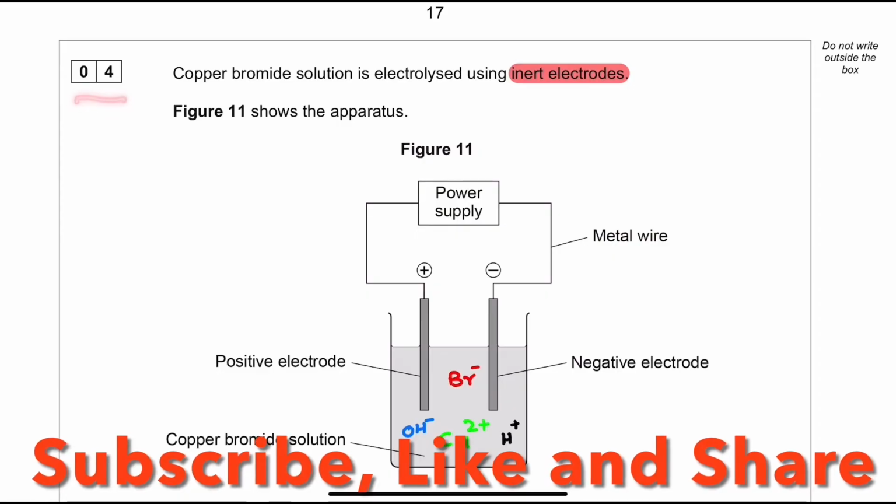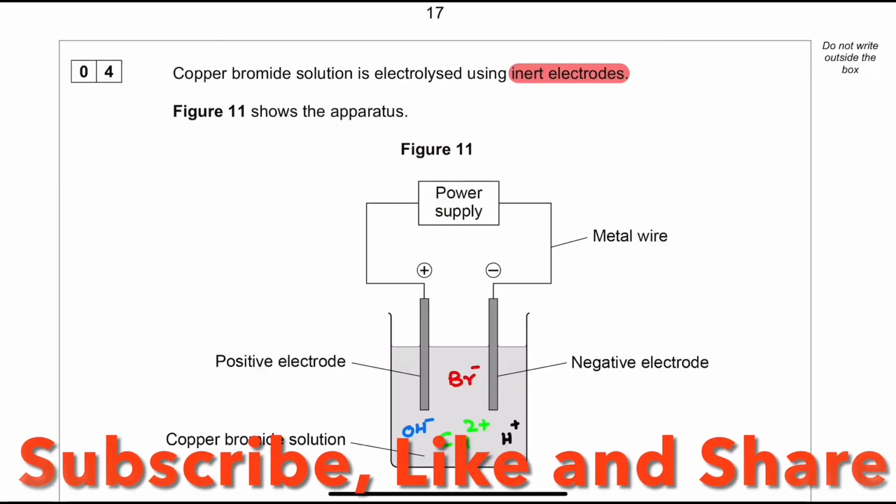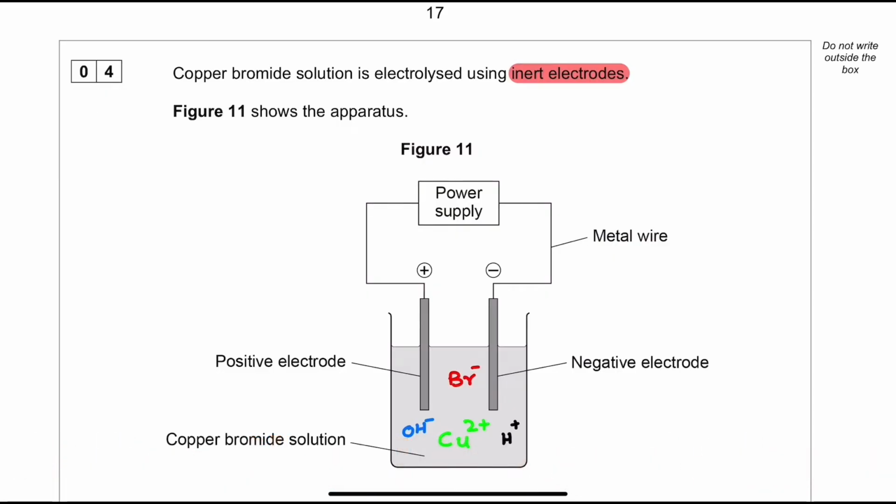Question number 4. Copper bromide solution is electrolyzed using inert electrodes. Figure number 11 shows the apparatus. We can see here that this question is from the topic of electrolysis, and we have copper bromide solution. We can see here we have the electrodes. One is a negative electrode, another is a positive electrode, connected to the battery or the power supply.